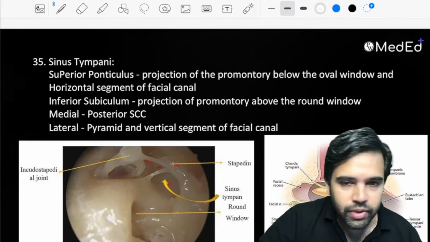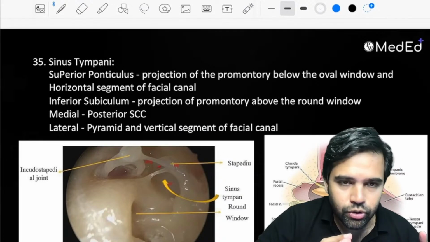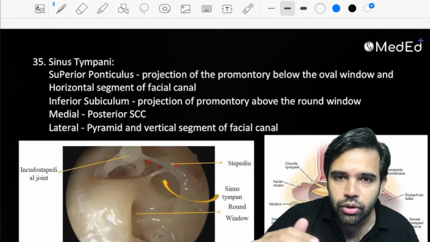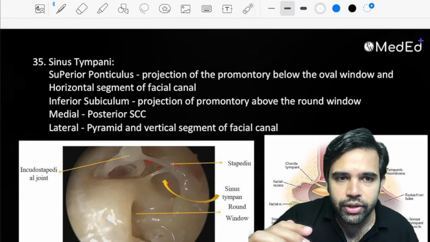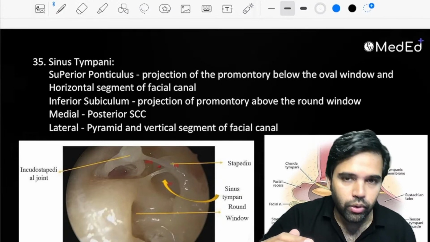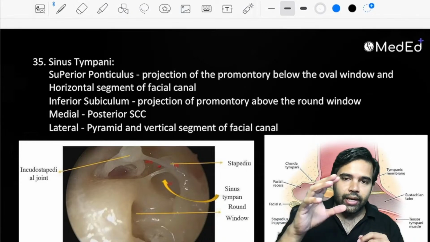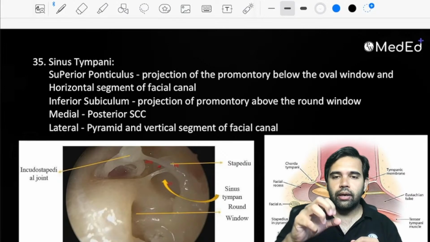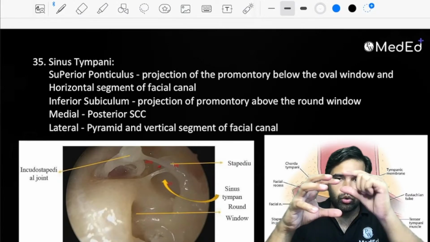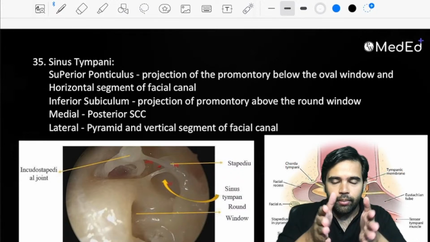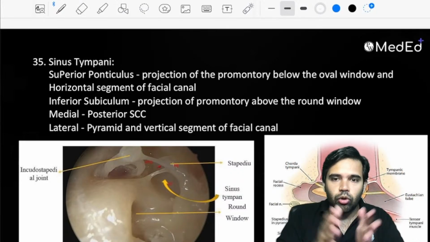Okay, so this is the image of the sinus tympani. Let me explain it to you. The ponticulus is the superior projection, below the oval window and the horizontal segment of the facial canal, and the subiculum is the inferior projection above the round window. Like I said, if you take some dough and put two coins, you will see a small projection below the first coin, and a small projection above the below coin.